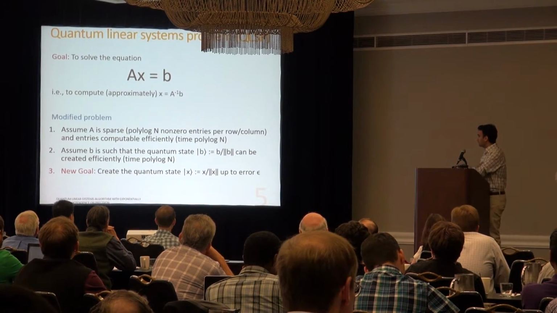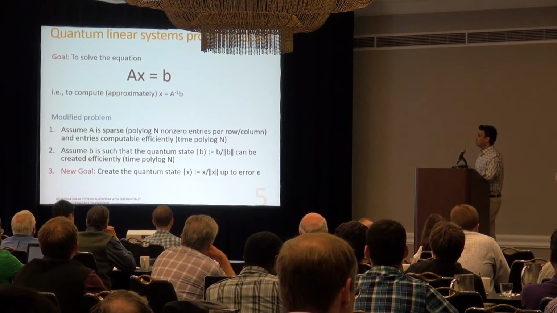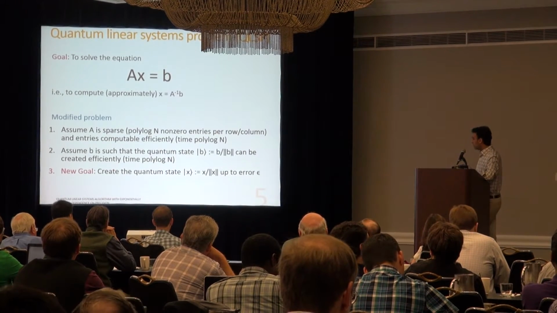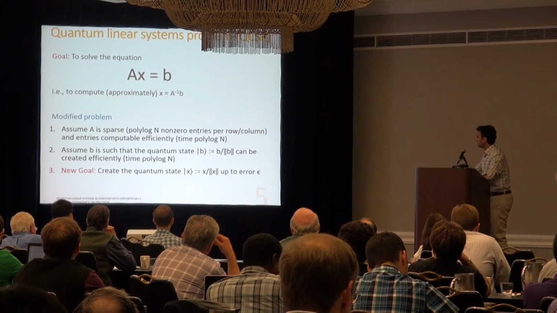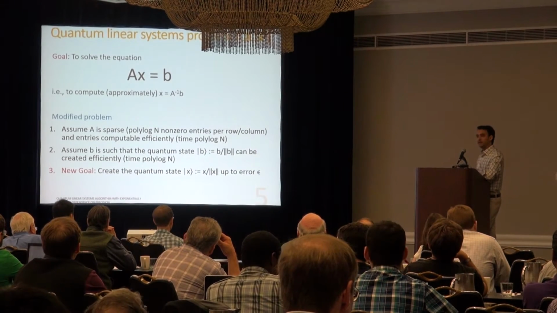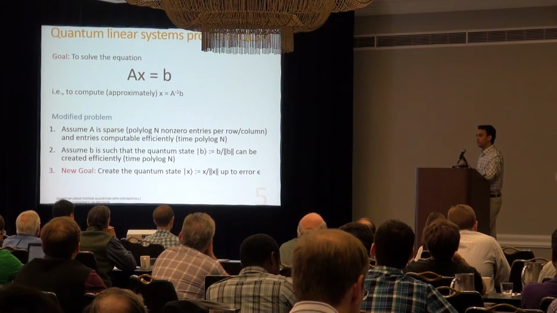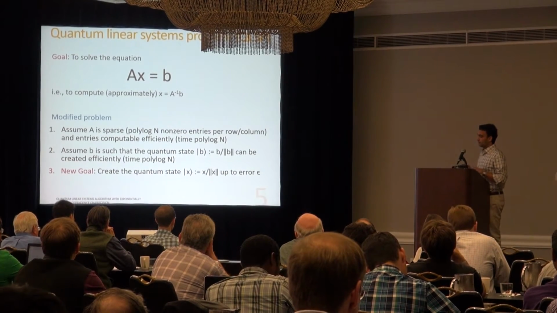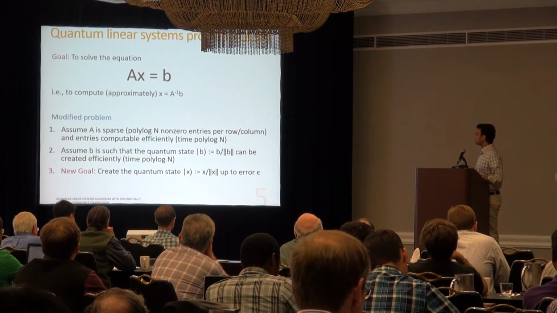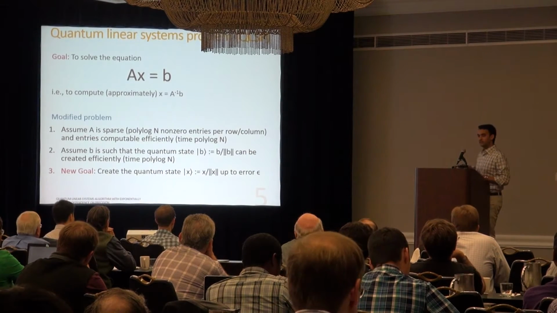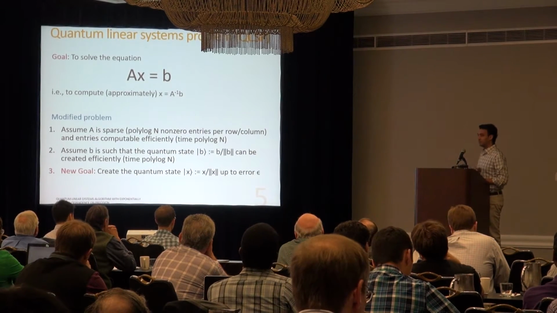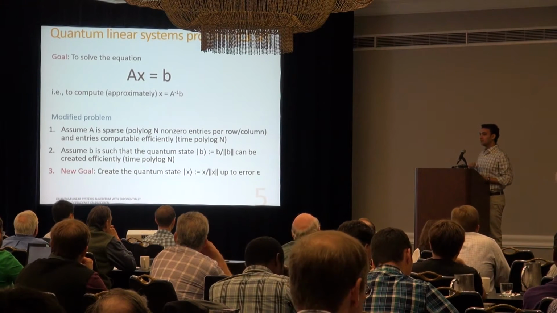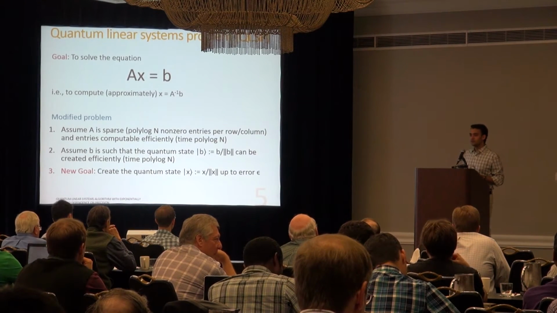So let me step through these one by one. First, the matrix A. This is the one that specifies your system of linear equations. We're going to assume it's sparse. And by sparse, what I mean is, A is a matrix of size n by n. So every row has n entries, or every column has n entries. And in principle, all n of these could be non-zero. What we're going to assume is a very stringent condition that most of these matrix entries are actually 0. And in particular, only poly log n entries per row or per column are going to be non-zero.